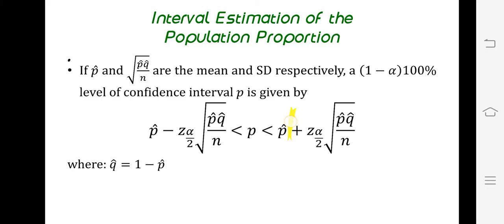Instead of having x bar here, we have p hat. Here, it is also minus. In this case, we also have plus. So this is also replaced. Okay, so how are we going to obtain q hat? Q hat is given by the formula 1 minus p hat.